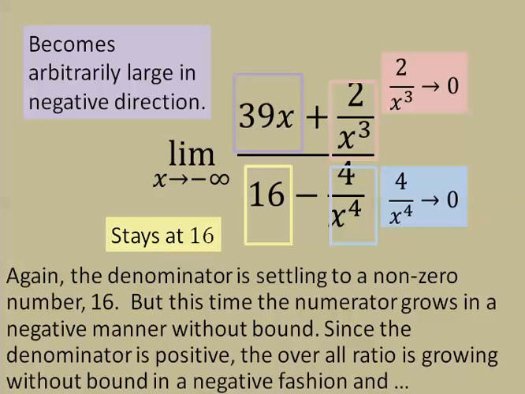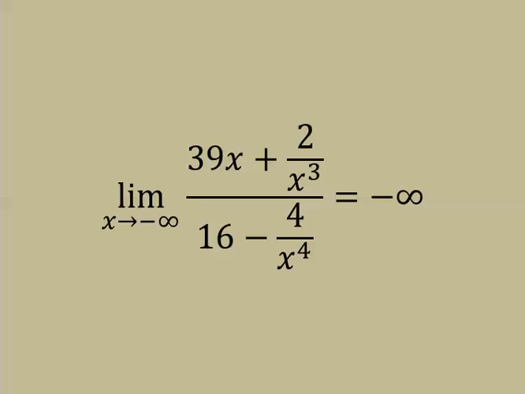Now 39x, keep in mind x is negative, so 39 times x is negative. So the numerator is getting more and more negative. The denominator is getting closer and closer to 16, a non-zero number that's positive. The overall ratio is going to be negative. And so this time, instead of going to positive infinity, it's going to negative infinity, meaning it has unbounded behavior, but this time in the negative direction.